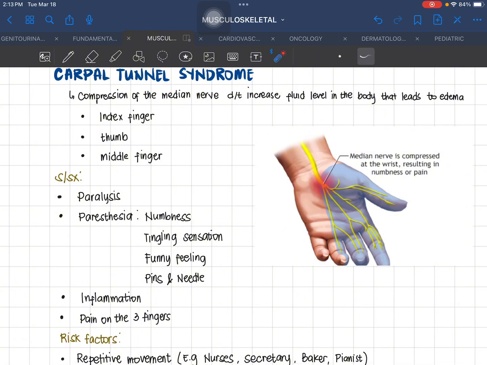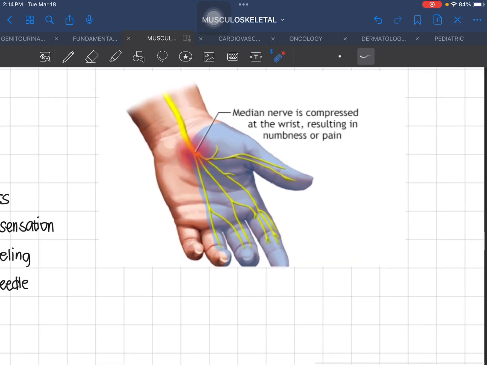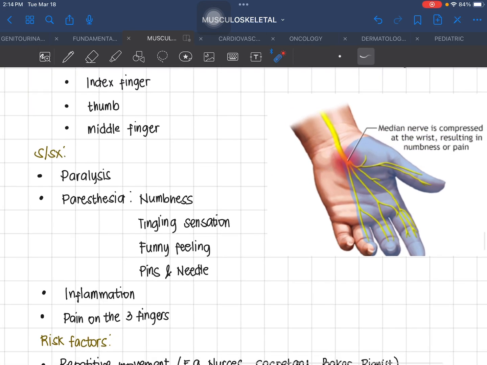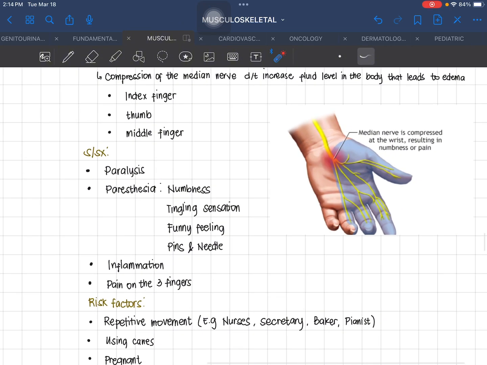So, ano yung mga apektado sa median nerve? Ito yung index finger, thumb, and middle finger. So, makikita nyo mamaya yung papal sign. Index finger, thumb, and middle finger. So, ayan, dito makikita nyo naman, median nerve is compressed at the wrist, resulting in numbness or pain. Kaya, ayan, makikita nyo naman numbness or pain.